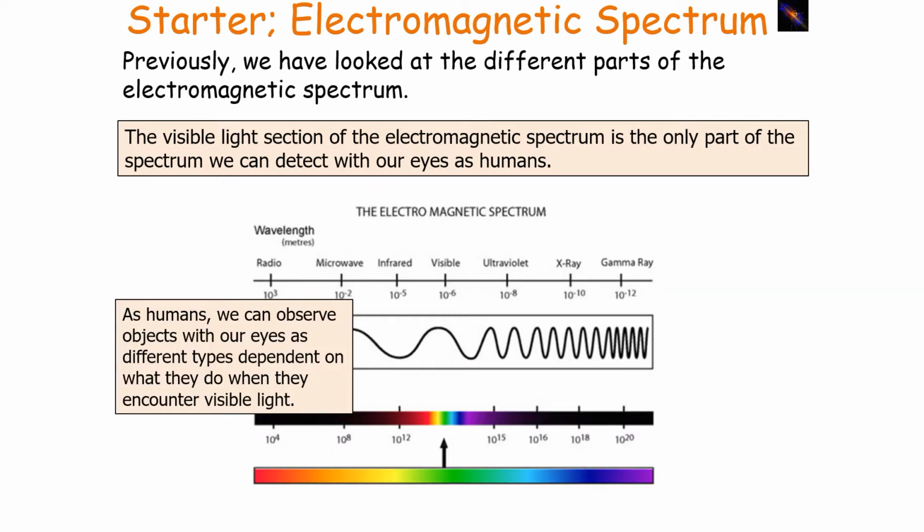Light which is at a wavelength too long to be observed by human eyes is called infrared, literally beyond red, whilst light which has a wavelength too short to be observed by human eyes is called ultraviolet, literally beyond blue. Now as humans we can observe objects with our eyes as different types depending on what they do when they encounter visible light.